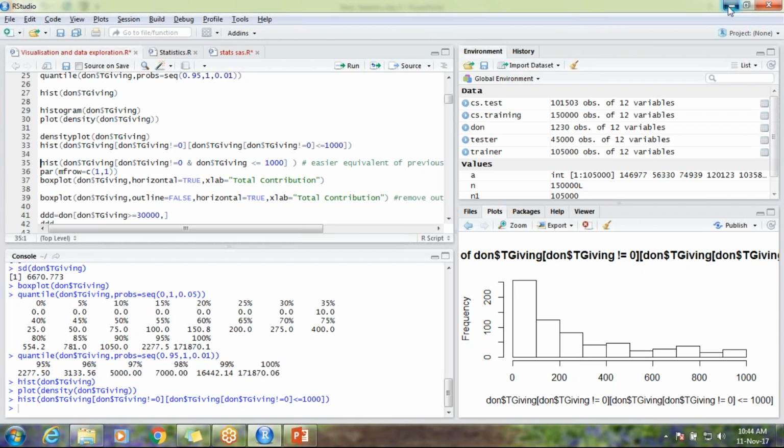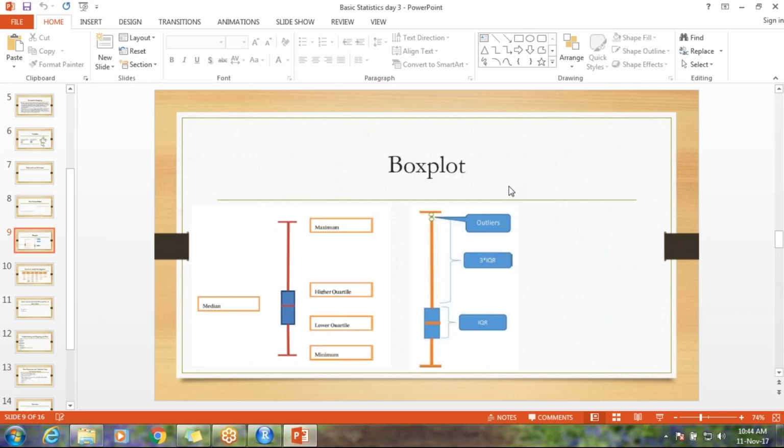So for that reason, you need to treat your outliers. You need to understand what the correct way to treat them would be: to delete them from the data, or to replace them with a better value. So hope it is clear now.